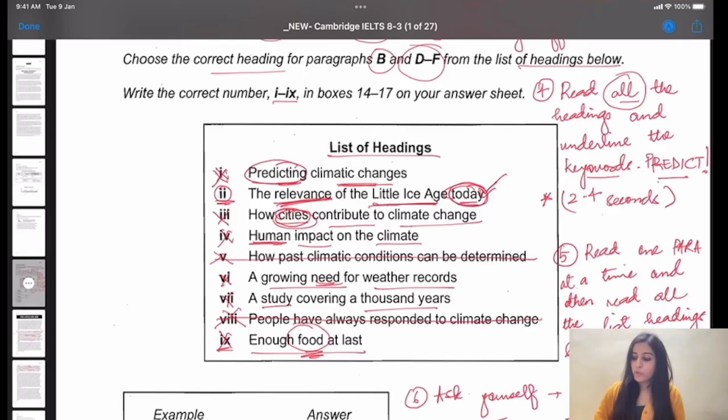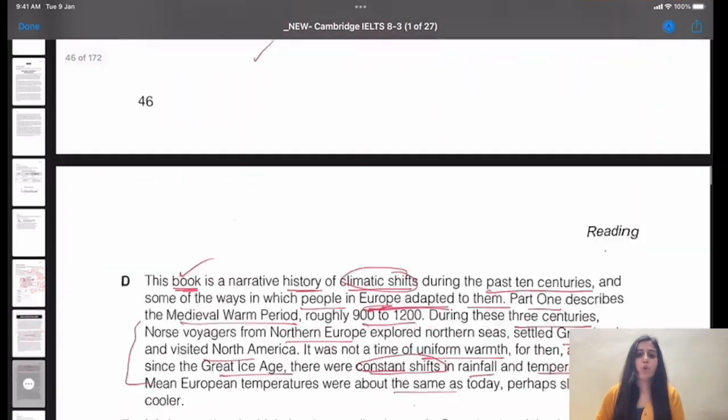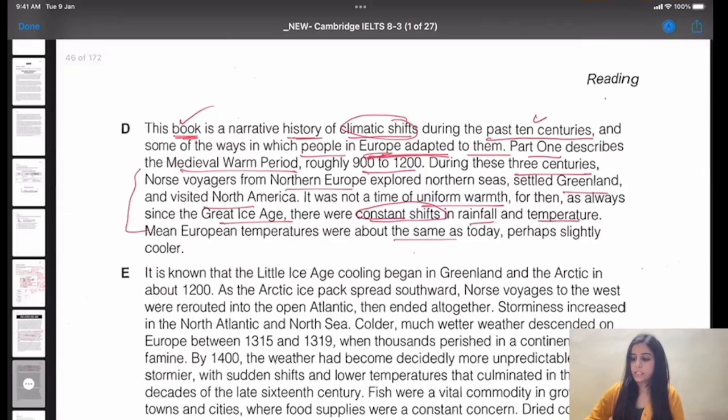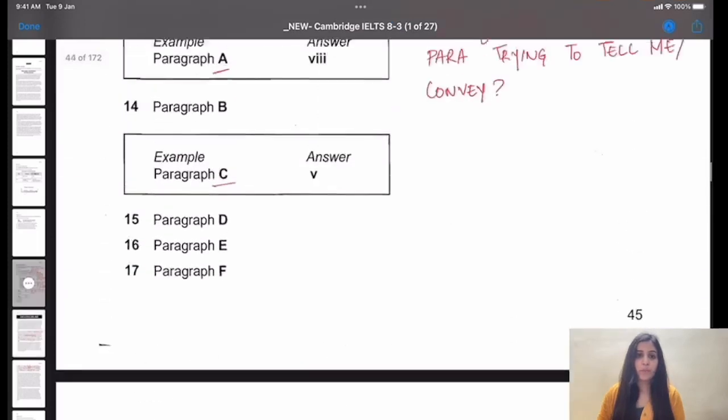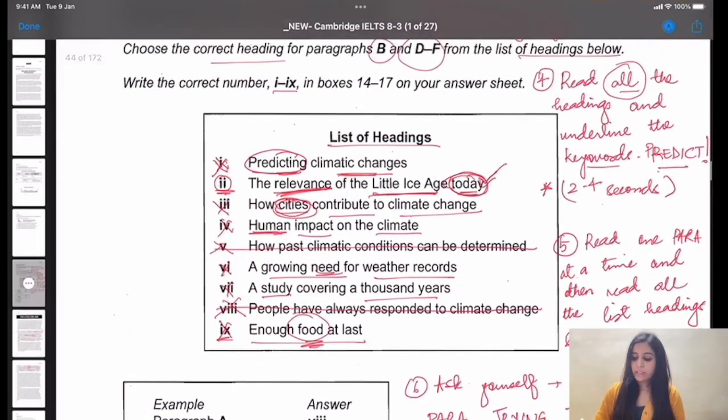Any mention of today? The entire paragraph is talking about the past. So past 10 centuries, then 900 to 1200, these 3 centuries. So there's no mention of today. So we strike the second one off. Any mention of cities? No, there's mention of countries, of course, but there's no mention of cities or how they have contributed to climate change. Strike it off again.